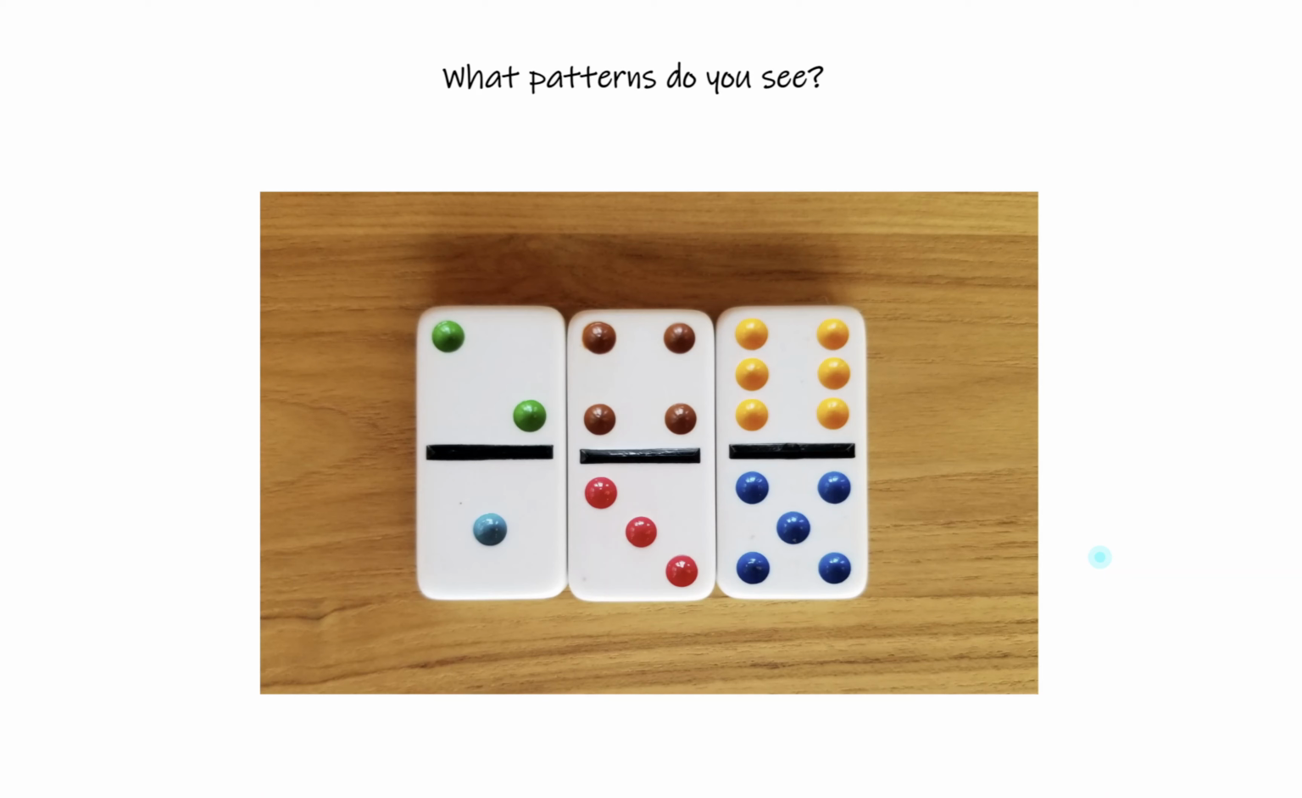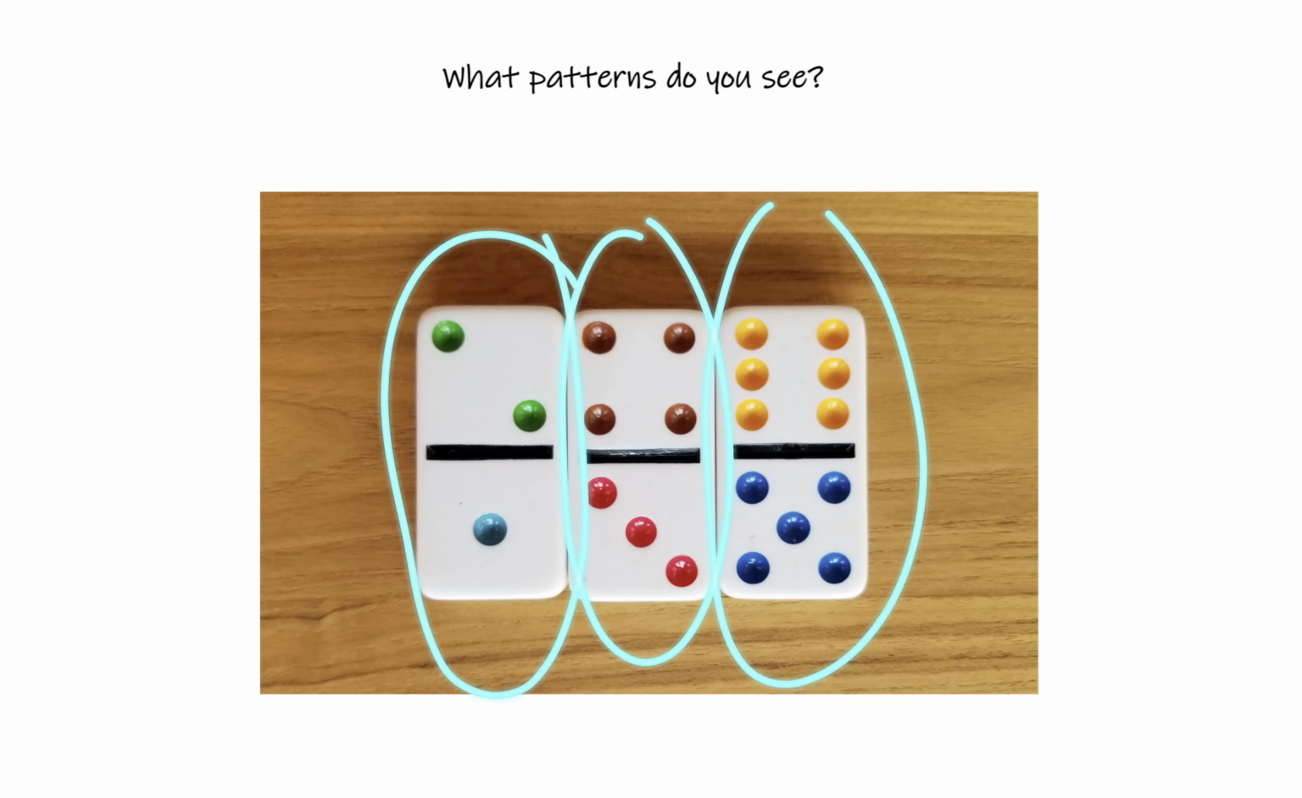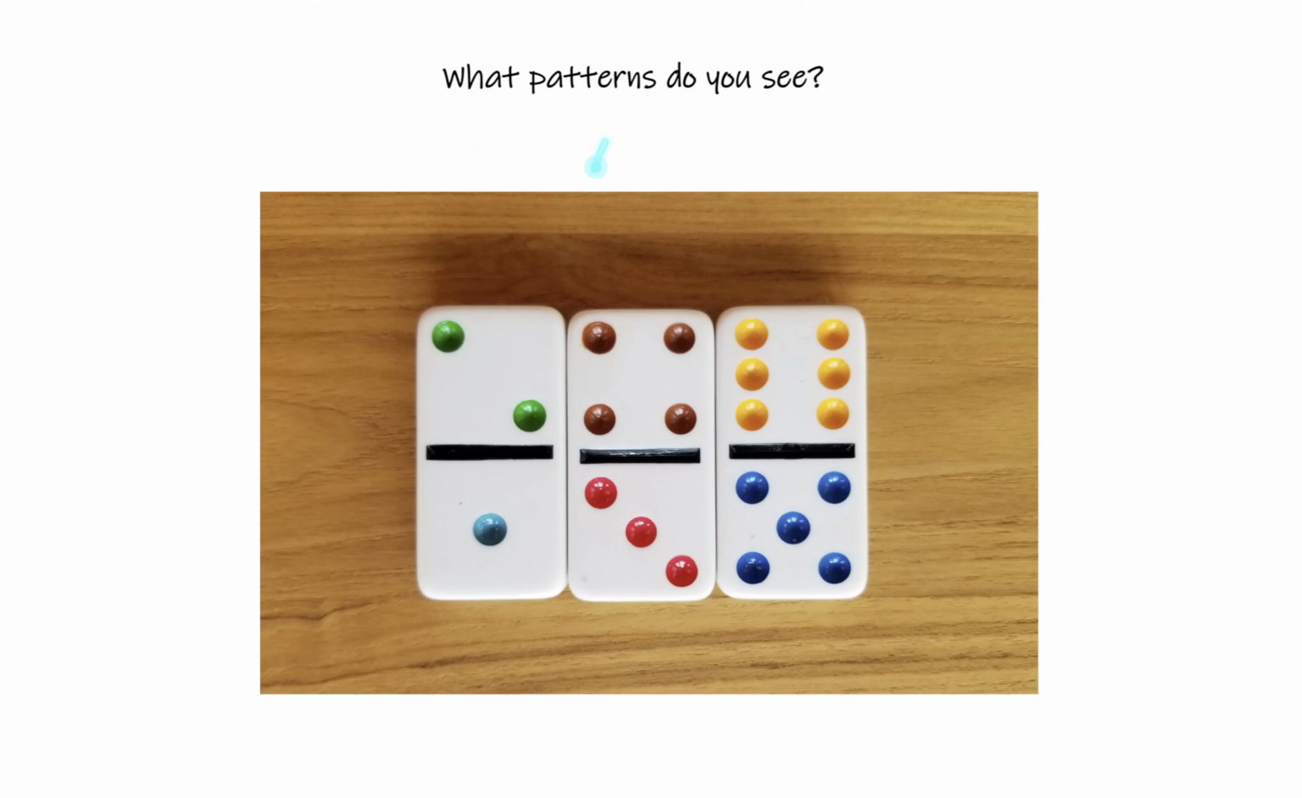Another relationship they might notice is the relationship between the sums in each of the dominoes. In this domino, the sum is 3. Here, the sum is 7. And here, the sum is 11. Those sums of 3, 7, and 11 themselves are skip counting by 4s. This also might present some questions about why that kind of pattern exists and why the sums are always odd.